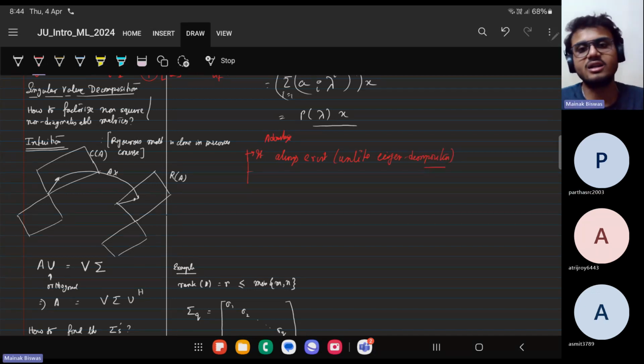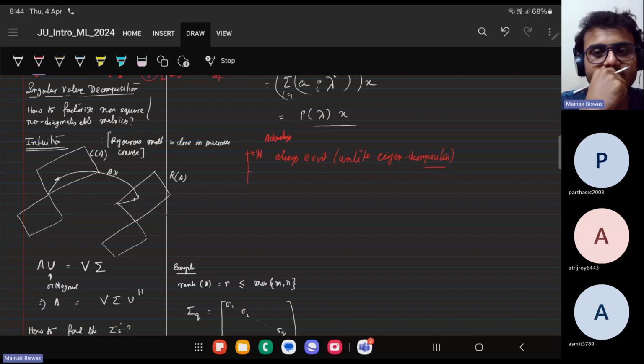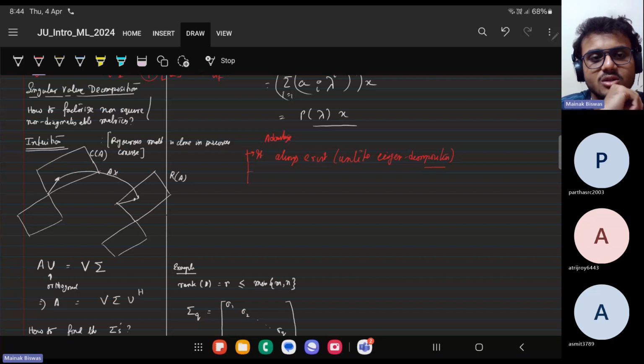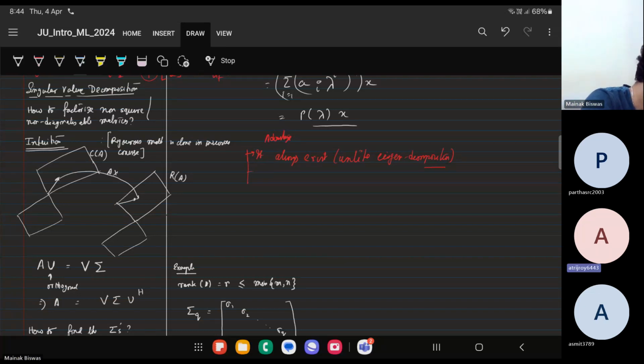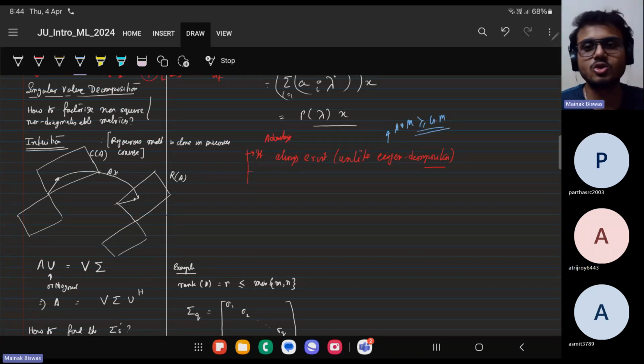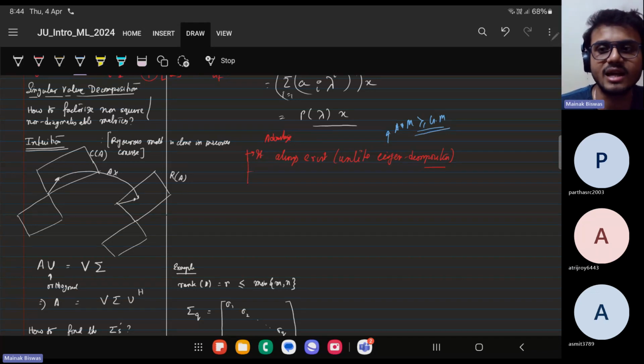Yes. Unlike eigen decomposition, SVD does exist. When does eigen decomposition not exist? When the algebraic multiplicity is greater than the geometric multiplicity. Good. Then you will not have enough eigenvectors to span the entire Rn space, right?